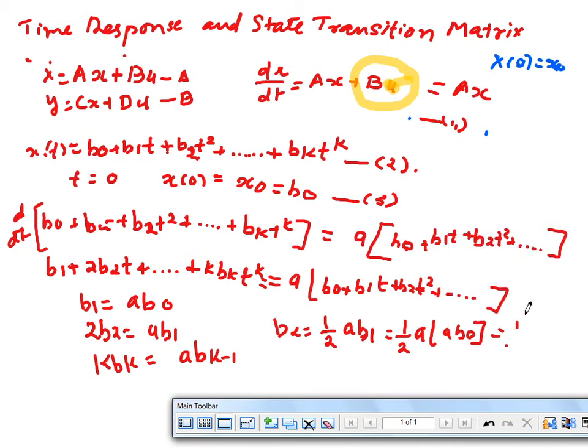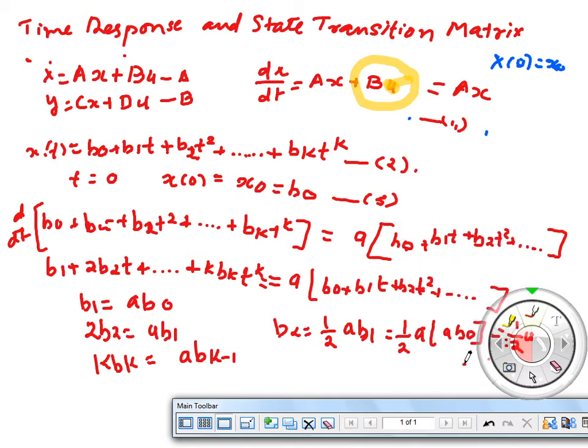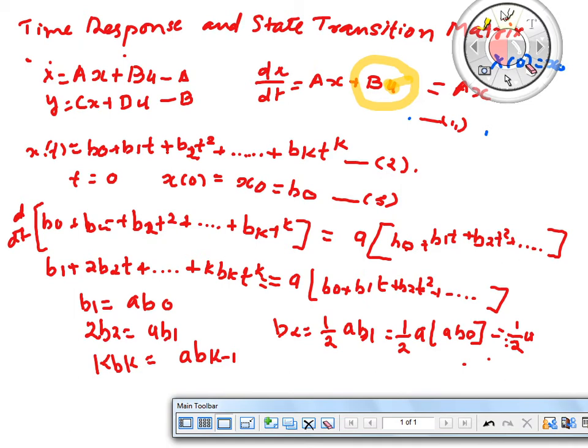1 by 2 a square into b0. Okay, so similarly, we have got the value of b1, and we have found out the value of b3 as well.